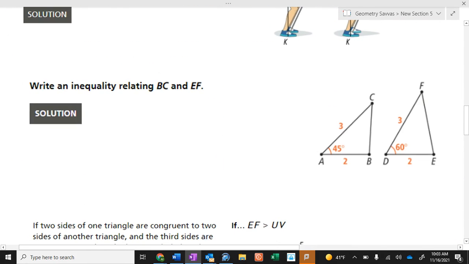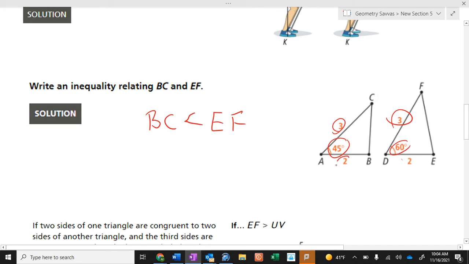So, looking at this, okay, what's longer, CB or FE? FE, so BC would be less than EF because BC is shorter because it's opposite the smaller angle. As long as the sides surrounding the angle are the same. If they're different, then we can't make a statement about it. But if they're the same, then we can.